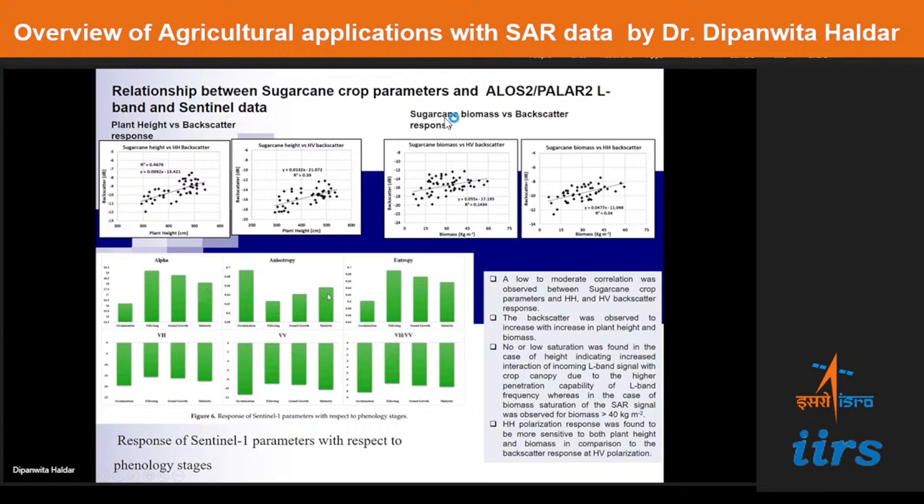So in studies for crop monitoring and parameter retrieval, especially for medium and high biomass crops like millets, maize and sugarcane, we may require a higher wavelength like S-band and L-band data apart from C-band. These are some of the findings.